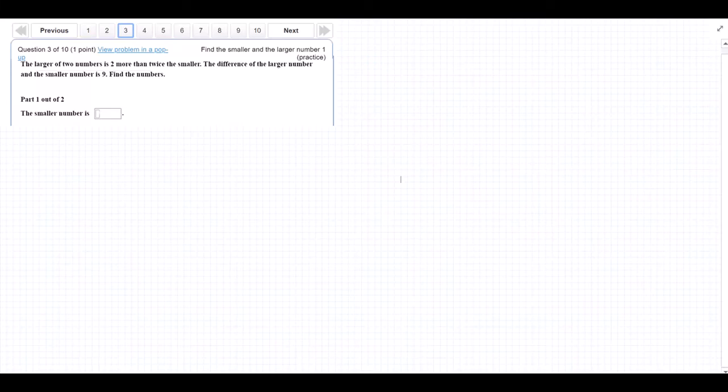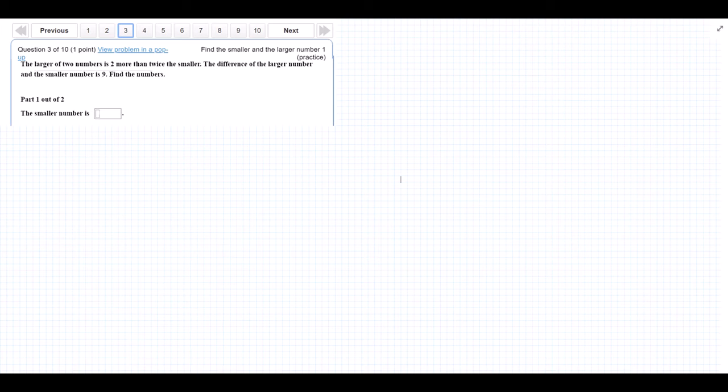The larger of two numbers is 2 more than twice the smaller. The difference of the larger number and the smaller number is 9. Okay, so I could think of multiple ways of approaching this problem. Let's first take a straightforward approach using algebra. I'll set up an equation.